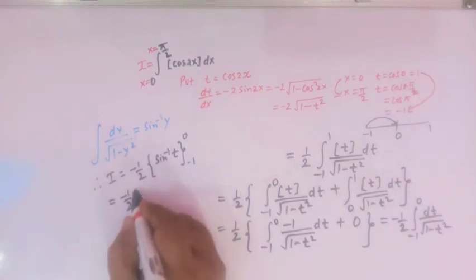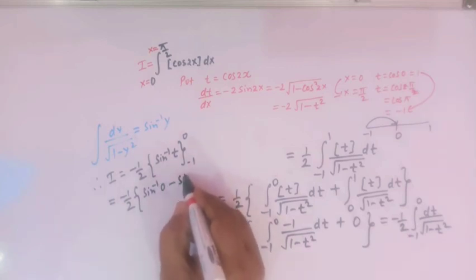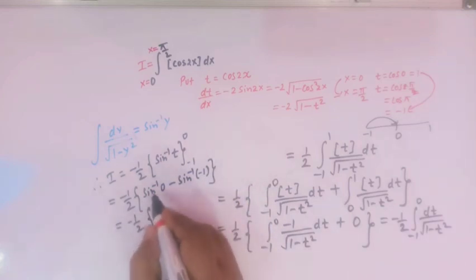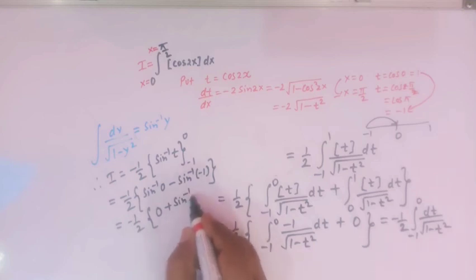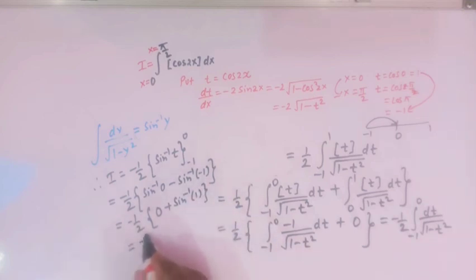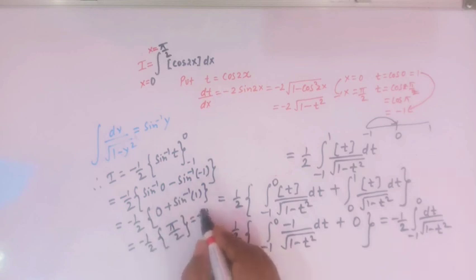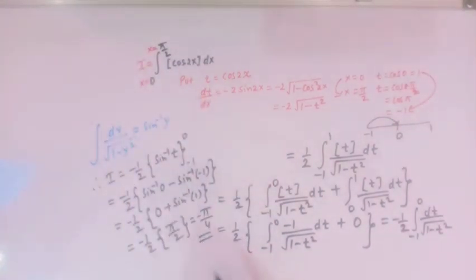Now we substitute the limits and take the difference. So we have sine inverse 0 minus sine inverse minus 1. We know that the value of sine inverse 0 is 0, and this is plus, taking the negative sign outside, sine inverse of 1, and the value of sine inverse 1 is pi over 2. So now we have minus pi over 2 times 2, that is 4. So the value of this integral is minus pi by 4.